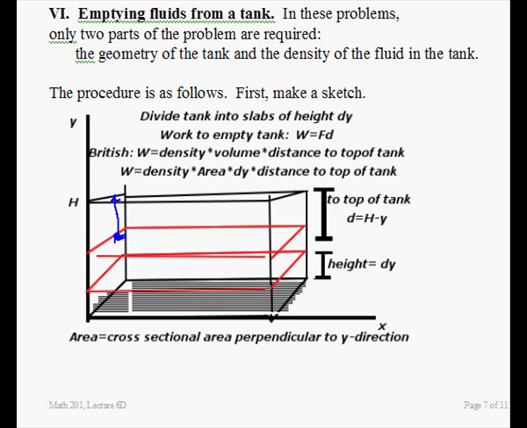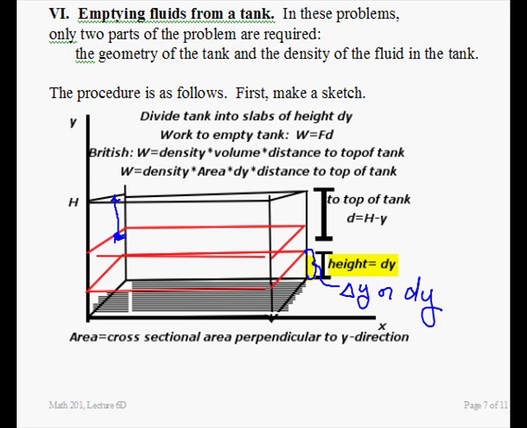So here's the procedure. You divide the tank into slabs of height dy, or you could say delta y. This is showing you the height of each little slab. The height of this slab right here is delta y or dy. Divide it up. Then you will be given the density. The density of the fluid is given as kilograms per cubic meter, or if you're in British units, it'll be pounds per cubic foot.